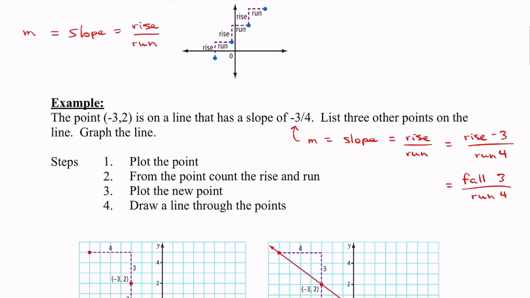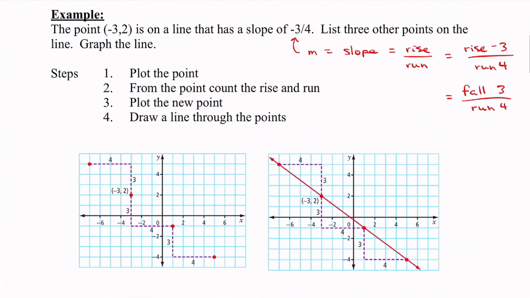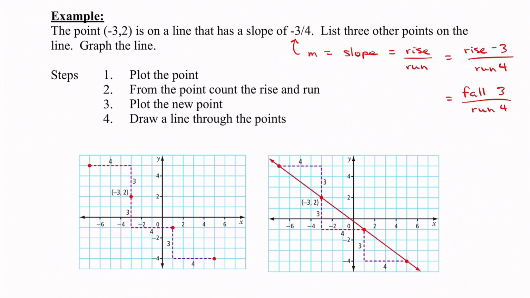So our steps to doing this, we're just going to look at the first one, and then after we're going to do some examples. Step 1 is plot the point. So the point -3 and 2. This is our X-axis, and this is our Y-axis. You're going to go to the point -3 and 2, so that's -3, and then up 2, so that's that point right there. So we're done step 1.